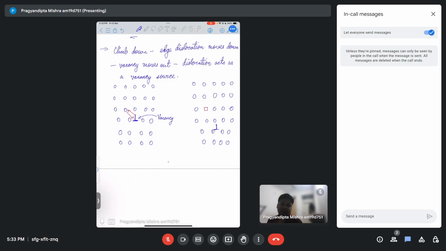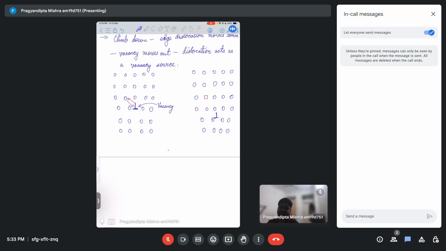So this is the climb motion, by which an edge dislocation moves out of the plane. It can climb up or climb down, depending on how the barrier or the resistance is present for the motion. One important feature of climb is that it can help the dislocation surpass any barrier that is present.